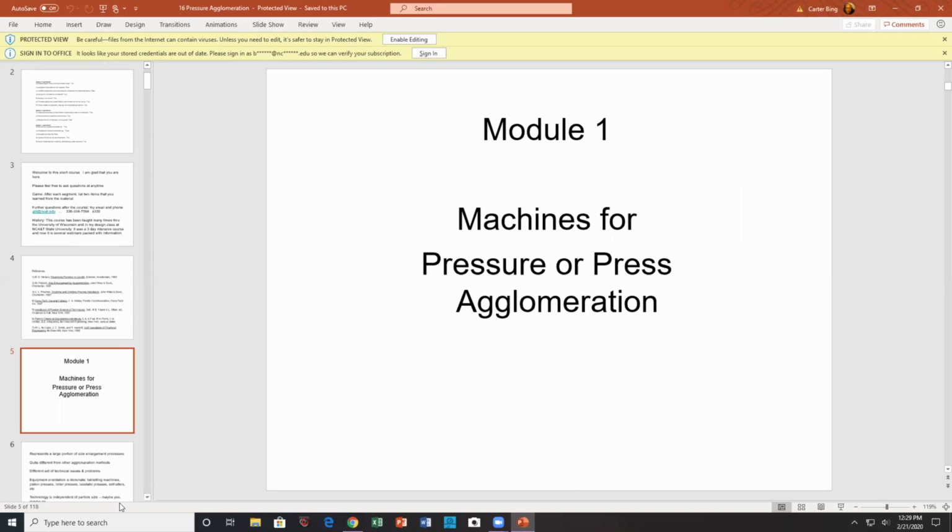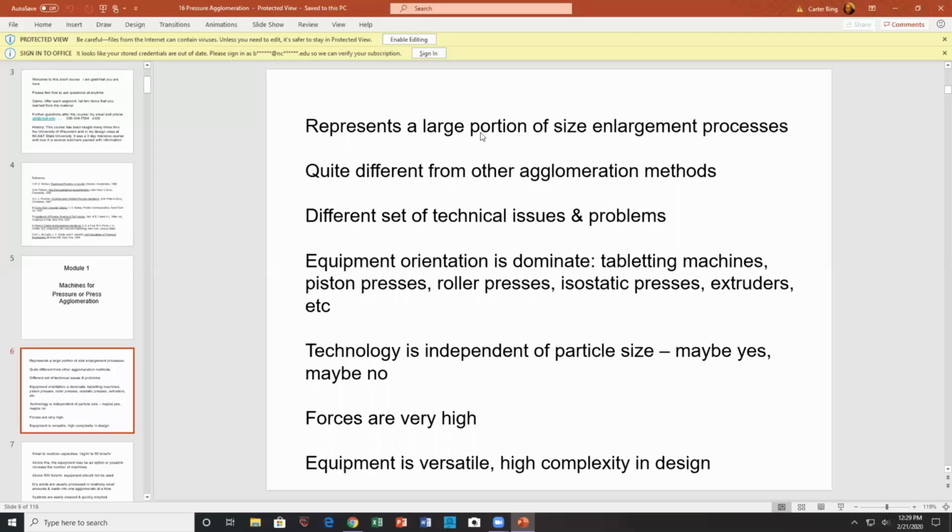Anyway, let's talk a little bit about machines for pressure or press agglomeration. This represents a large portion of size enlargement processes, quite different from other agglomeration methods, with different sets of technical issues and problems. Equipment orientation is dominant. You have the tableting presses, piston, rollers, isostatic, and extruders. Technology tends to be independent of particle size. This is probably true for the most part, but not in every case.